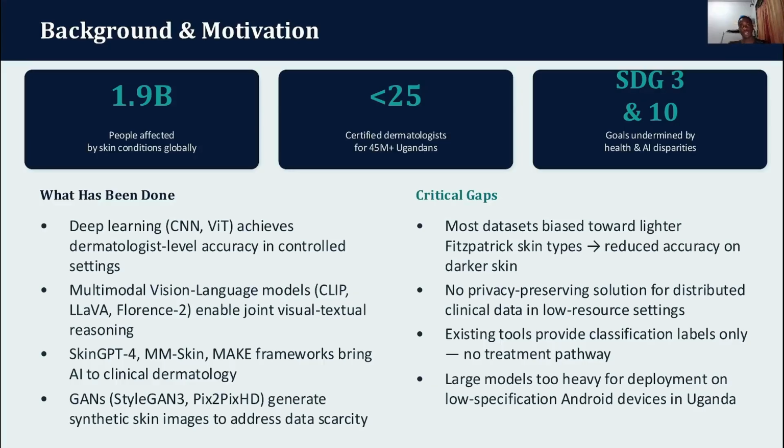However, what the market doesn't have are these gaps over here. We have dataset bias, in which most AI models are trained on lighter skin tones. We have no privacy preserving solutions, in which people always have to send their pictures to the server for inference before a result is sent back, and then your picture remains on a server. Then existing tools just send classification labels without a proper treatment plan, as well as large models being too heavy for deployment on a mobile phone.